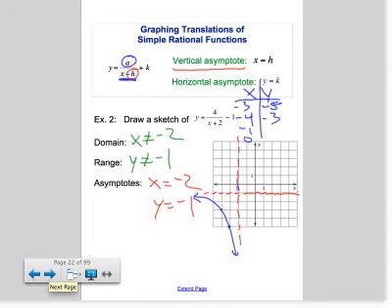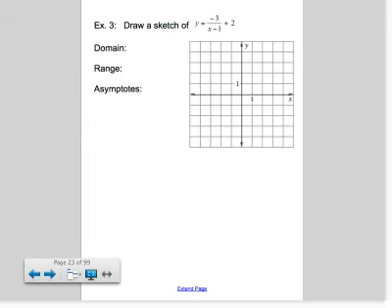When I plug in -1, -1 plus 2 is 1, 4 over 1 is 4, minus 1 is 3, and 0 plus 2 is 2, 4 divided by 2 is 2, 2 minus 1 is 1, so I have 0, 1, and I have -1, 3. And so this side of the graph is going to be something like that. And that's all we're looking to do when we're sketching.